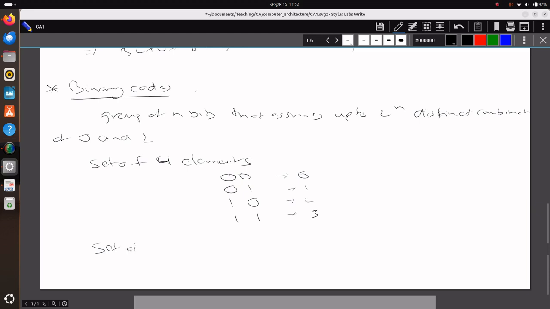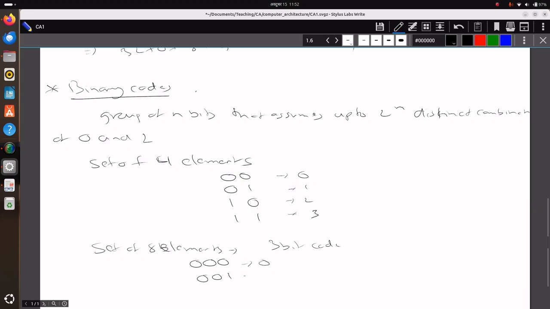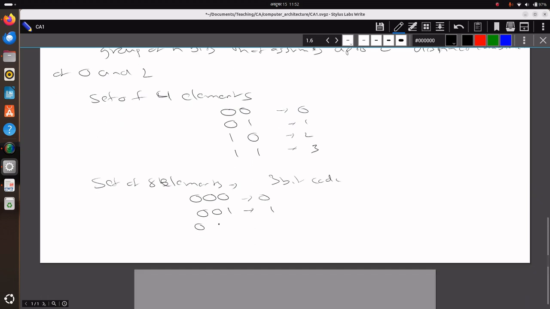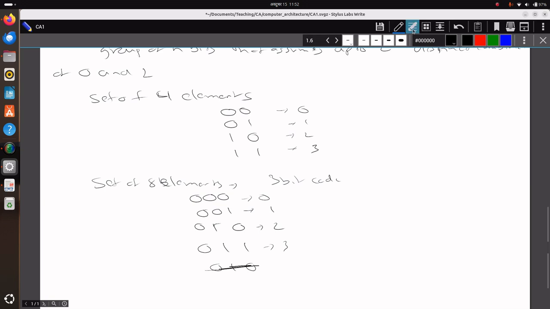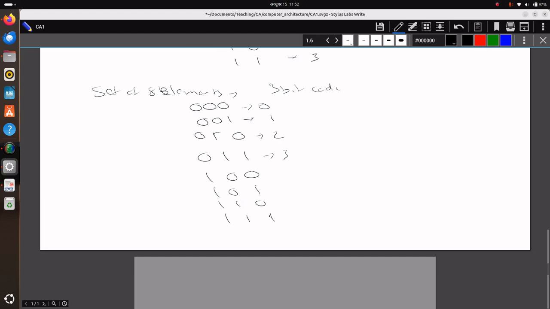Similarly, when representing a set of 8 elements, I can use a 3-bit code. So basically 000 would mean 0, 001 would mean 1, 010 would mean 2, 011 would mean 3, 100, 101, 110 and finally 111. So these mean 4, 5, 6 and 7, a total of 8 elements. So this is a binary code.